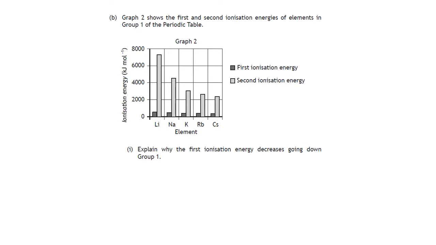Right, now here's another graph. This time the dark bars are representing the first ionization energy, and the pale grey bar is representing the second ionization energy. Now this is a 1 mark question. Why does first ionization energy decrease going down a group? So you're going down a group, what you need to think about is shells.